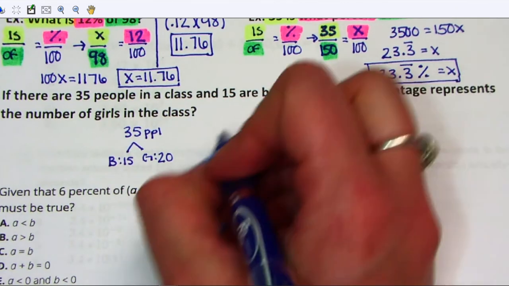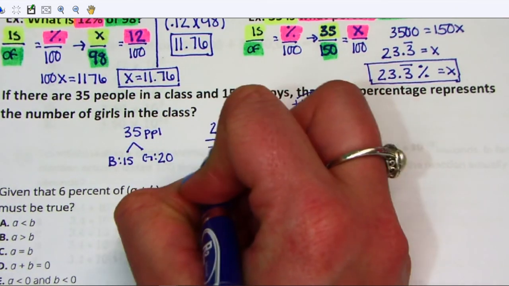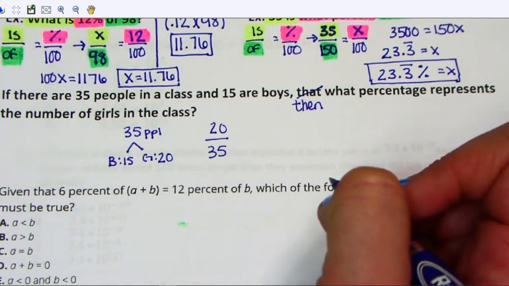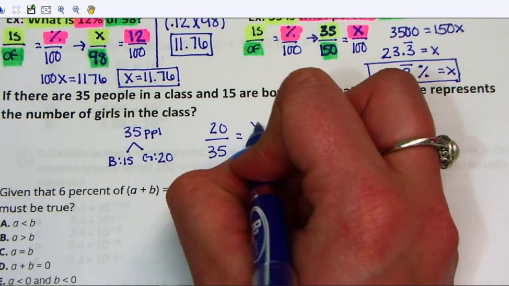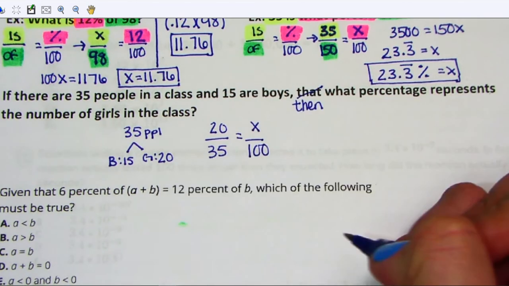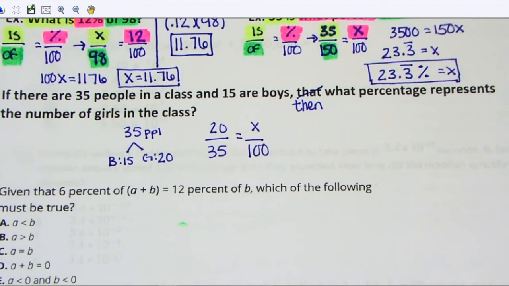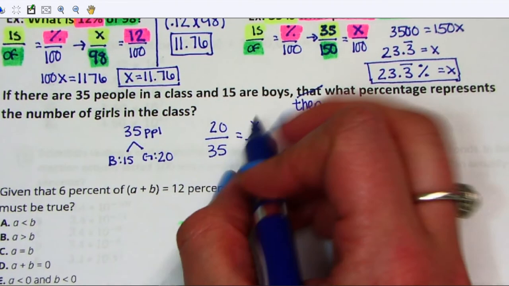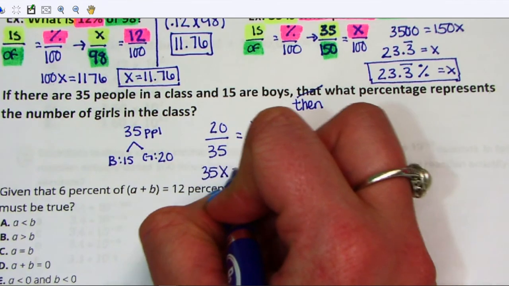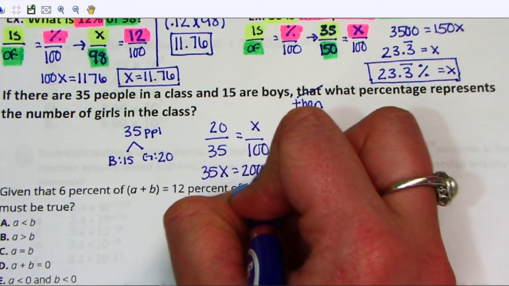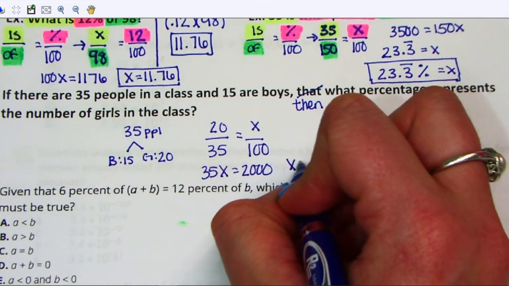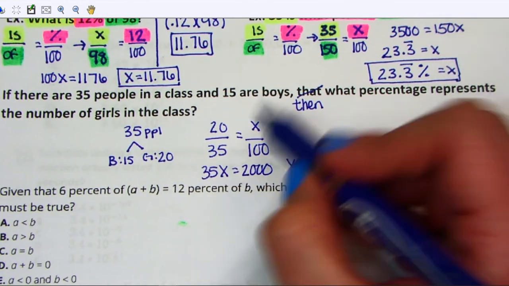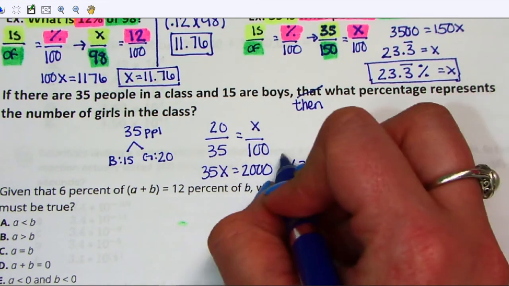So in this fraction, there are 20 total girls out of 35. That's how many girls are in class. You can use the proportion x over 100 if you want, because that will always change something into a percentage. Anything over 100 is a percentage. So you could do it this way and get 35x equals 2,000. And then when you divide by 35, your x answer would be 57.1. And since it's over 100, it's automatically a percentage.